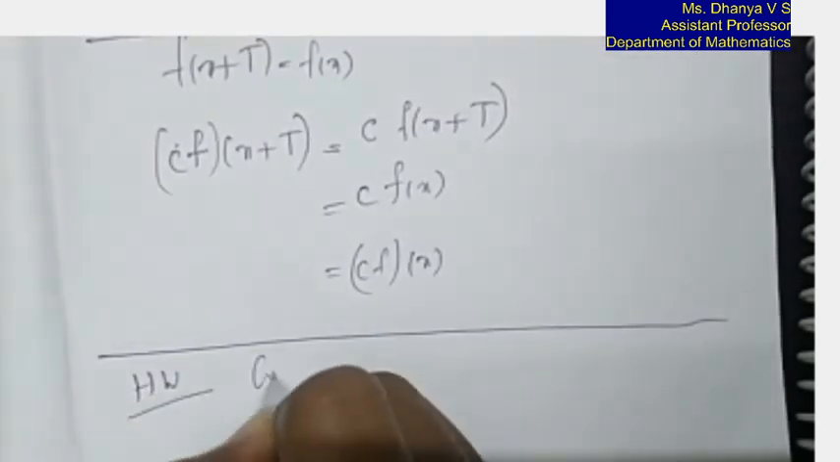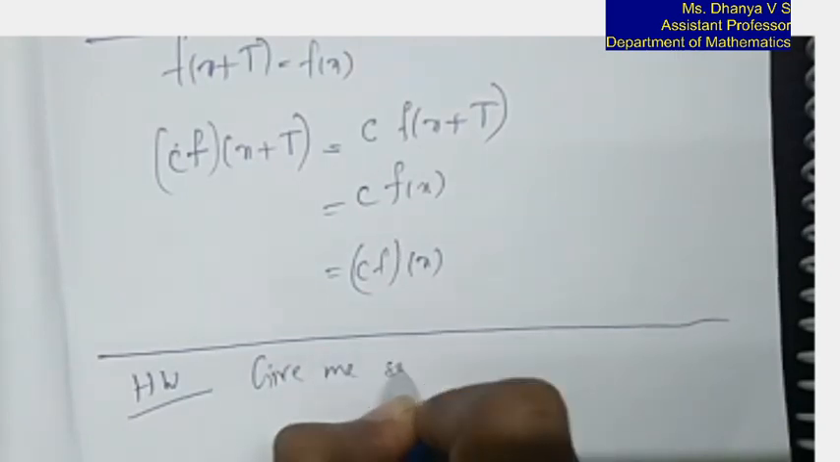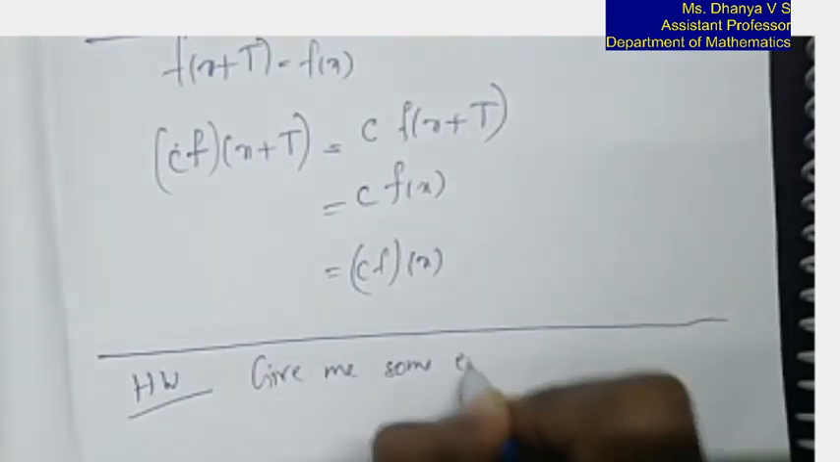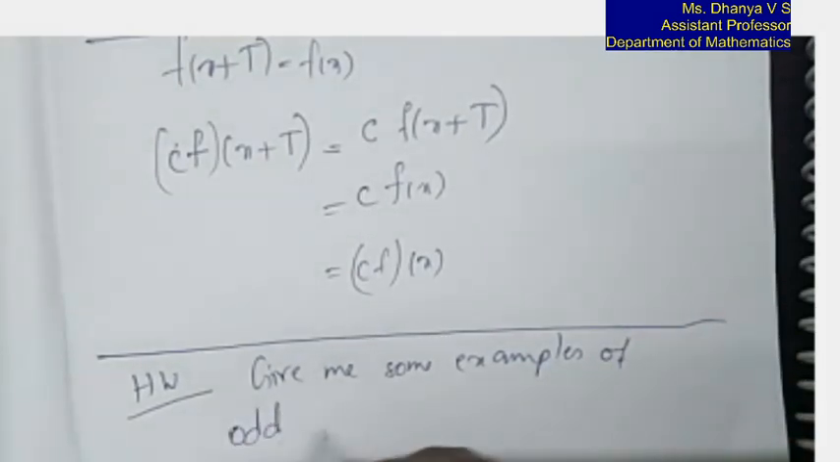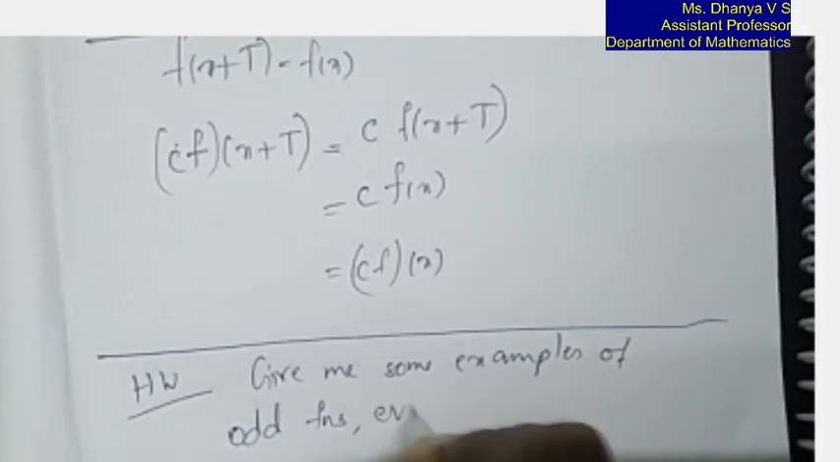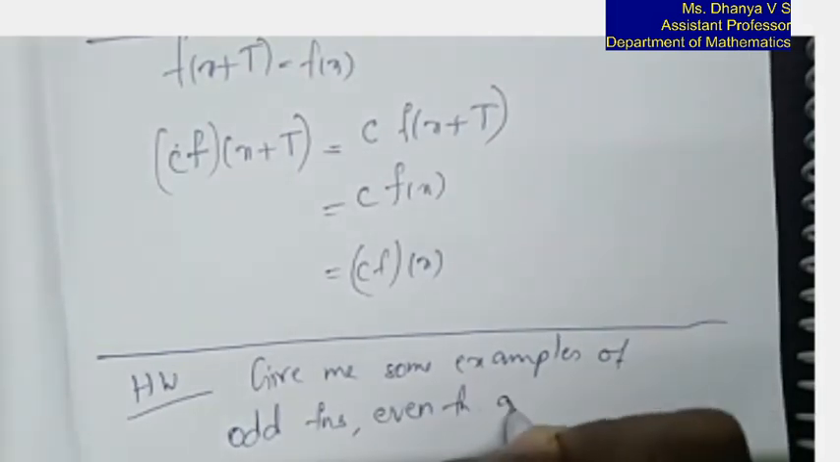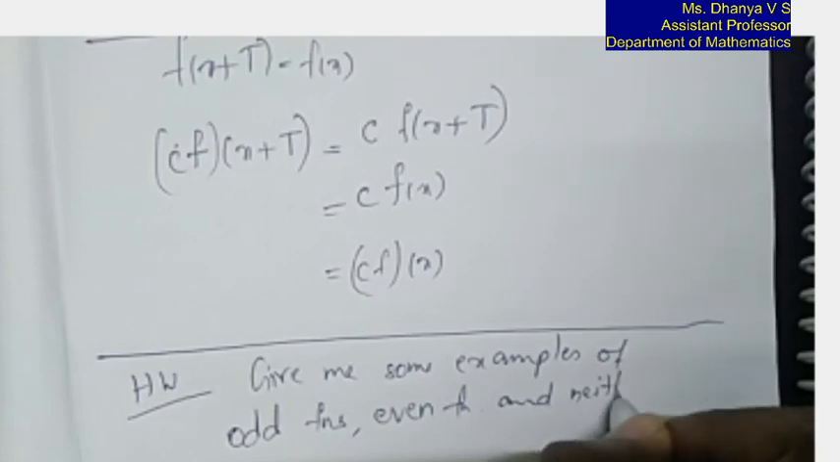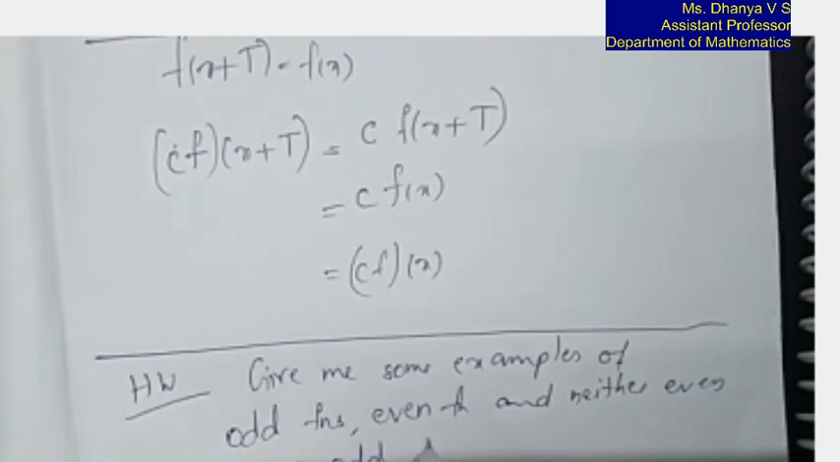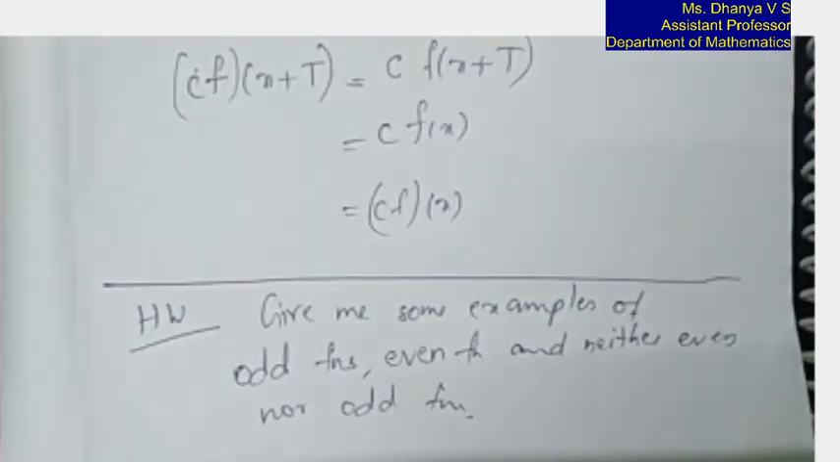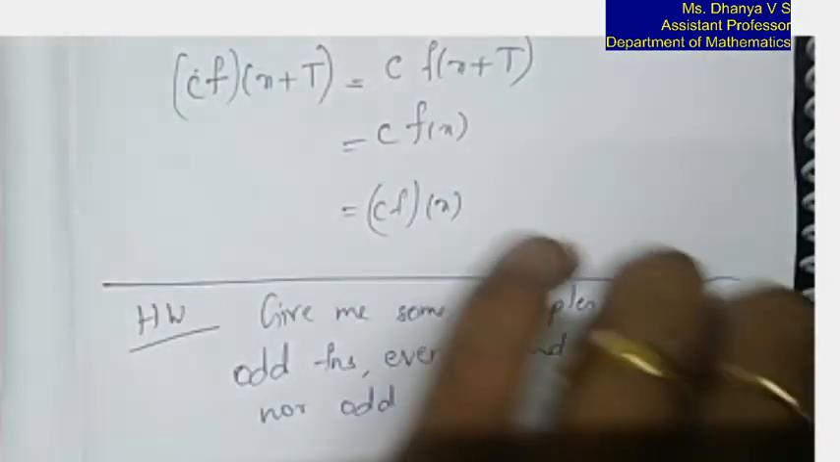So this is your homework. Give me some examples of odd functions, even functions, and neither even nor odd functions. Then we will explain it in my next lecture.